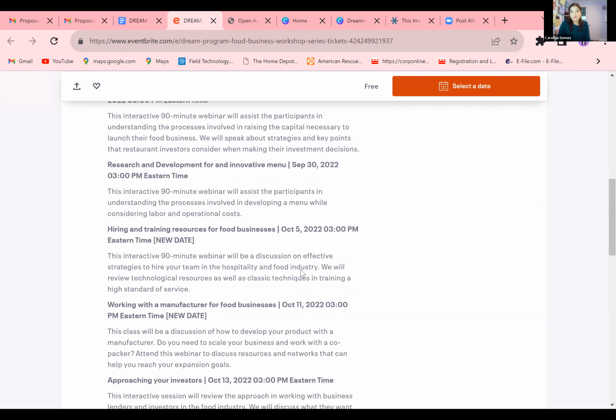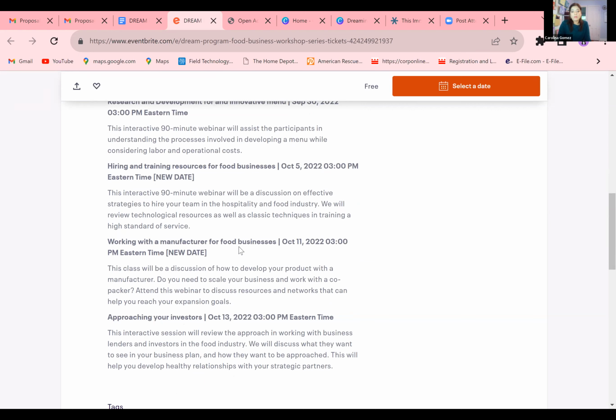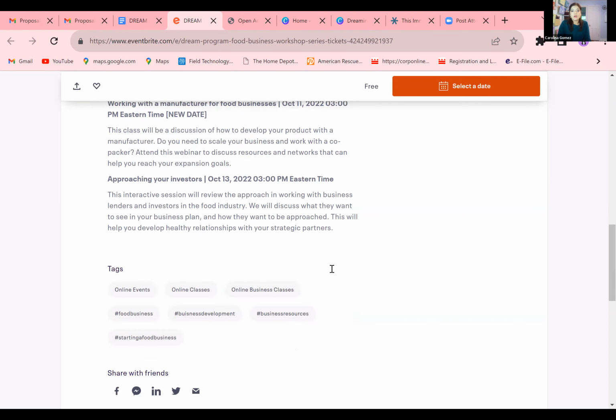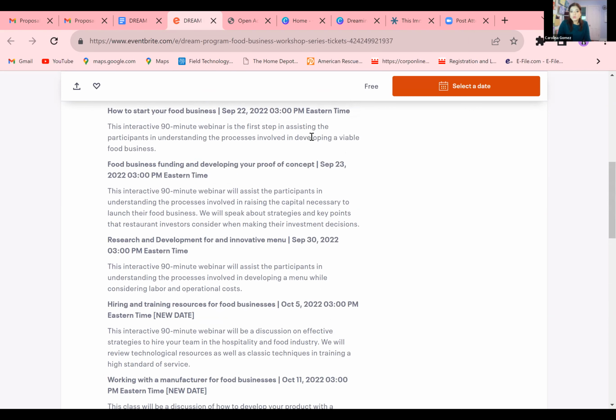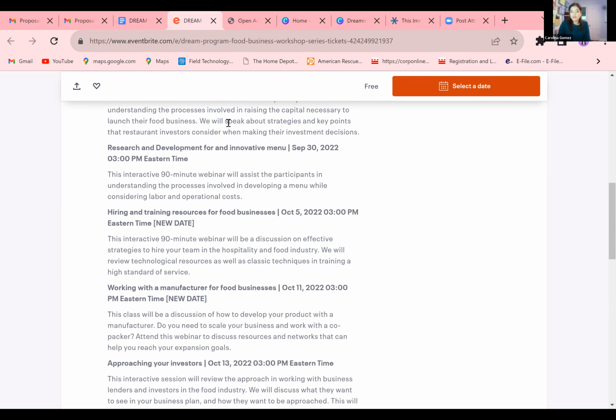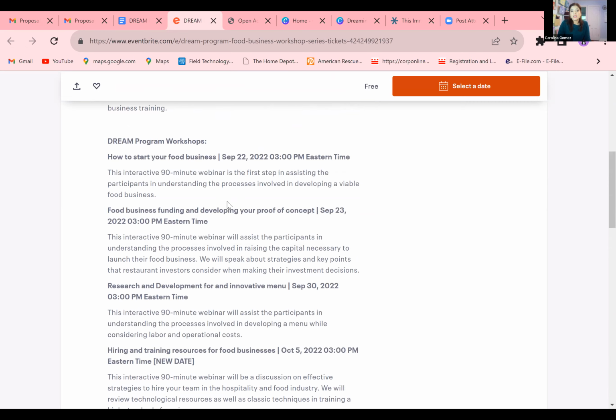It moved to October 5th. And then this one also was moved to October 11th. So just because I'm going to be out of town those other days, but I will be back and ready to go by the 11th. So these are the schedules. We have the Eventbrite link in the chat today. So just take a look at this.